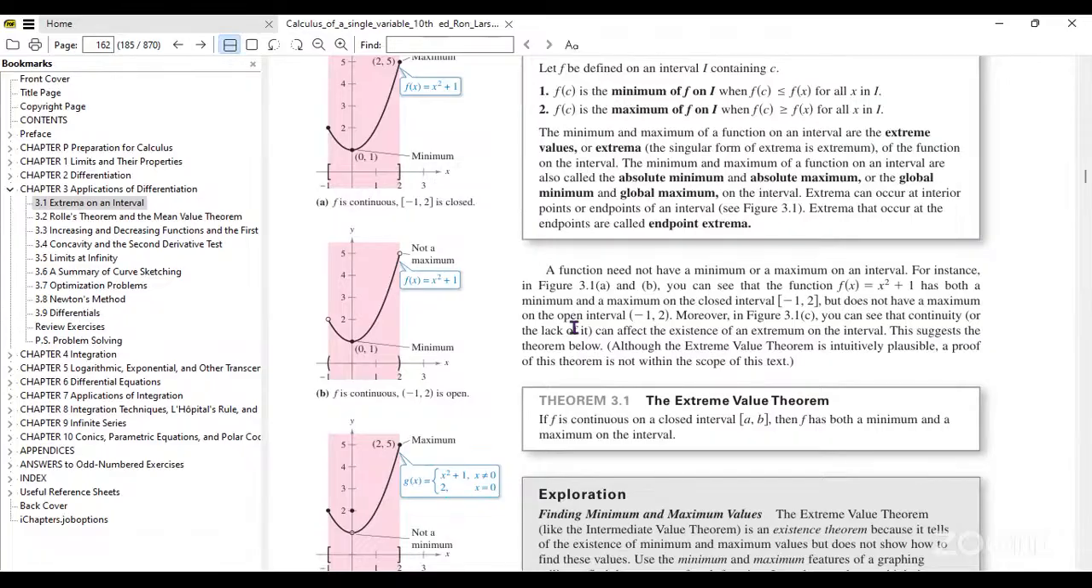Okay. The extreme value theorem, you can see here, says that if f is a continuous function on a closed interval a comma b, then f has both a minimum and a maximum on the interval. If f is a function which is continuous, you have to know that we just have a minimum value and a maximum value.